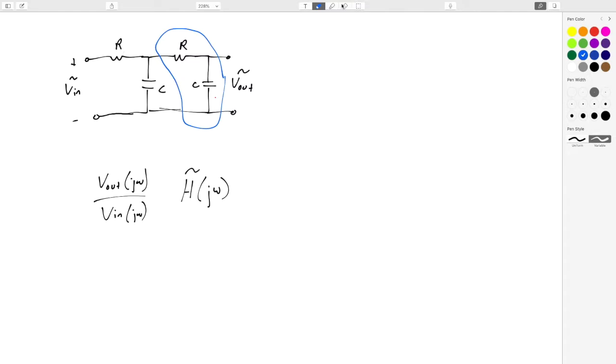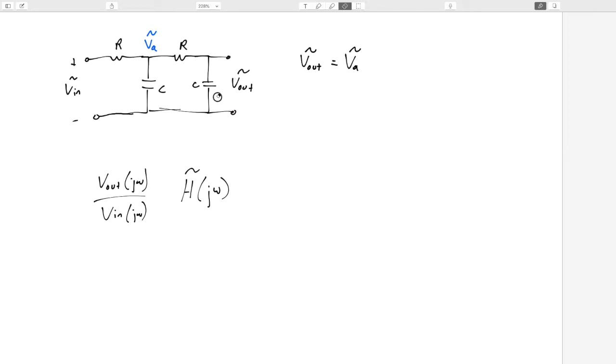So what I'm going to do is label some unknown phasor voltage right here, VA, and I'm going to say that V out will be based on whatever VA is, and then just do the voltage divider that we would come up with for this, the impedance divider. I'm sort of kicking down the road calculating VA for a moment. We'll figure that out later, but I want to come up with an expression for V out first.